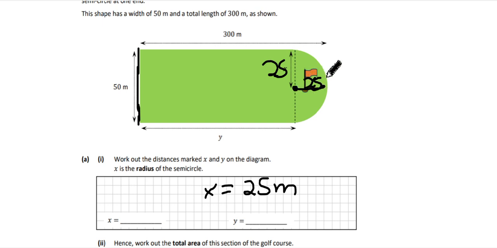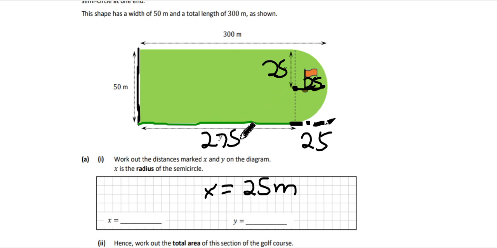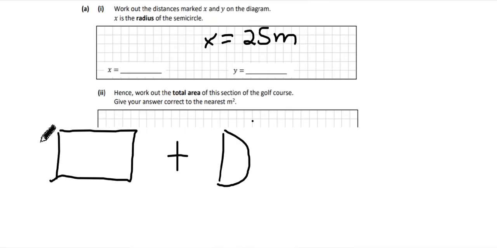So what it is, do you see y? Y plus 25 is the same as 300. So what does that mean y has to be? Yeah, because it's 300 from the bottom to the top of the semicircle. So y is actually 275. So that's going to be 50 times 275. Can anybody give me the answer for 50 times 275?